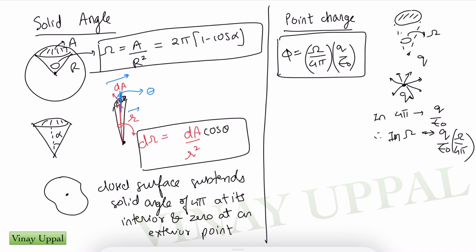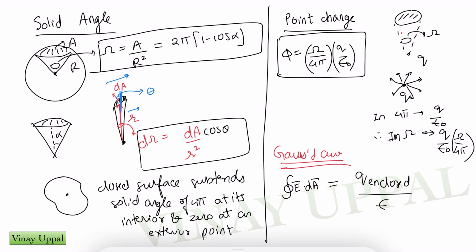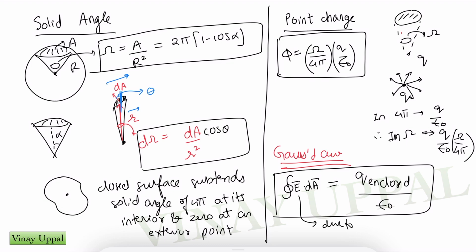And finally, Gauss Law. Gauss Law is basically just a statement of what we have written here. Integral E dot dA, where the circle in the integral just represents that we are talking about a closed surface, should be equal to charge enclosed by epsilon naught. Charge enclosed means the total charge enclosed within the surface. The electric field here is the net field due to all charges.